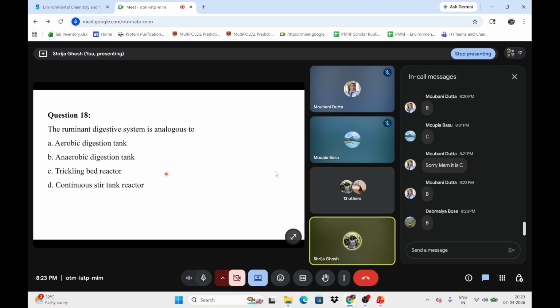Write your answers in the chat box. I've already explained this, so everybody should be able to answer. Remember when we were talking about biogas? Okay, I can see 4 of you have answered option B, anaerobic digestion tank. That is the correct answer.